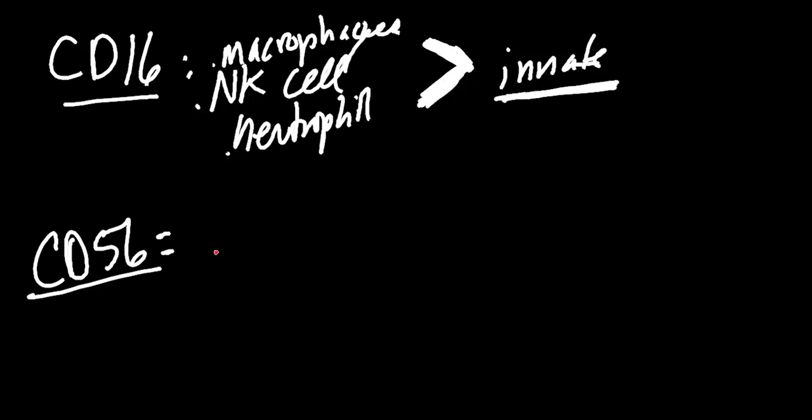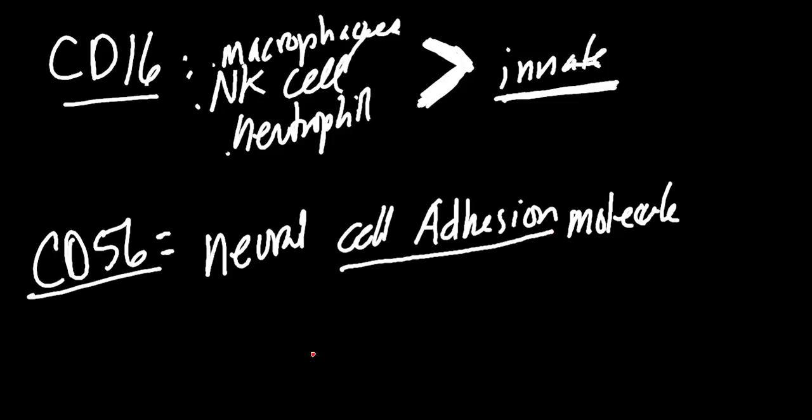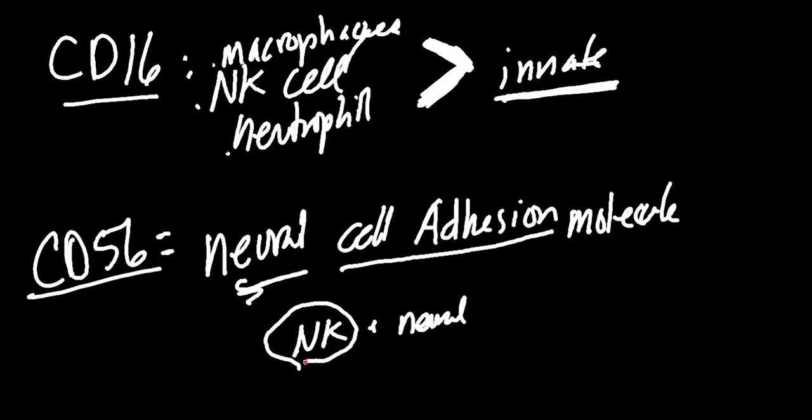However, what CD56 is, is a neural cell adhesion molecule, simply meaning it's used for cell adhesion. Thus the name. Where you're going to see these is in NK cells and in neural cells. It's typically found in NK cells and neural cells.